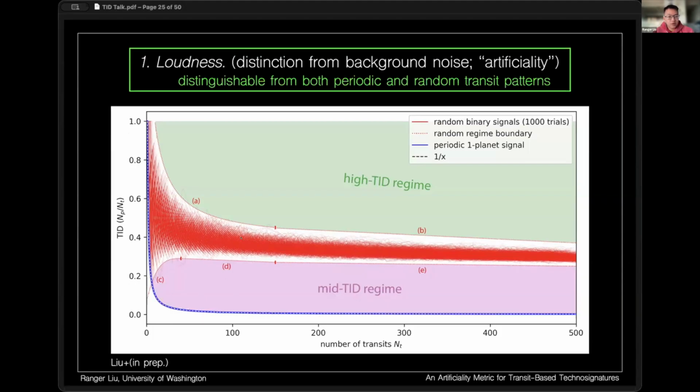And then our 1,000 trials of random signals also have this clearly defined behavior that carves out this middle part. And we've marked this out somewhat generously using a couple of piecewise functions. And so we see that there are two potential areas for our very loud or very artificial signals to live. One is this high TID regime, which is entirely above the random regime. And then we also have the mid TID regime, which is between random and periodic.